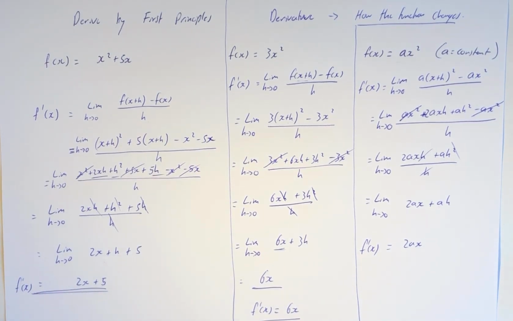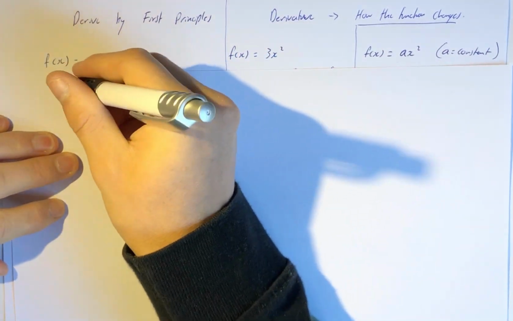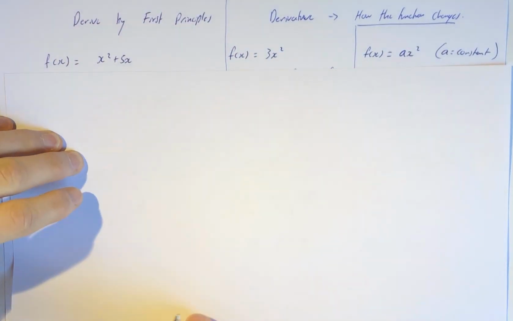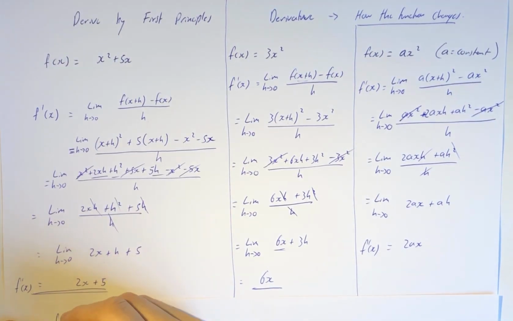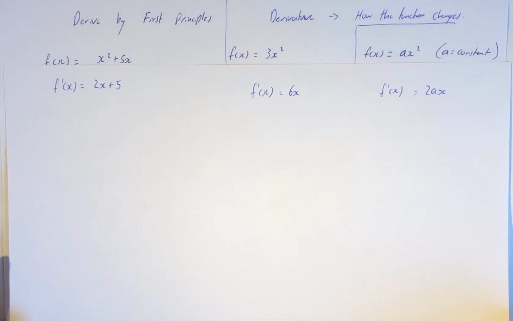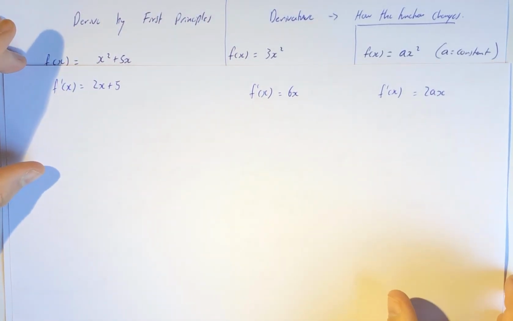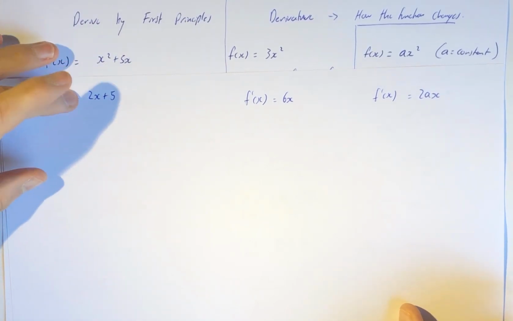So there is a pattern here. In lower level calculus, you were just told what is happening. So let's have a look at what the pattern is. We've got the derivatives of these things. f prime of x is 2x plus 5. f prime of x is 6x. And f prime of x for this one was 2ax. So let's have a look at the pattern. Is there a quicker way than first principles to get from this function to this function?